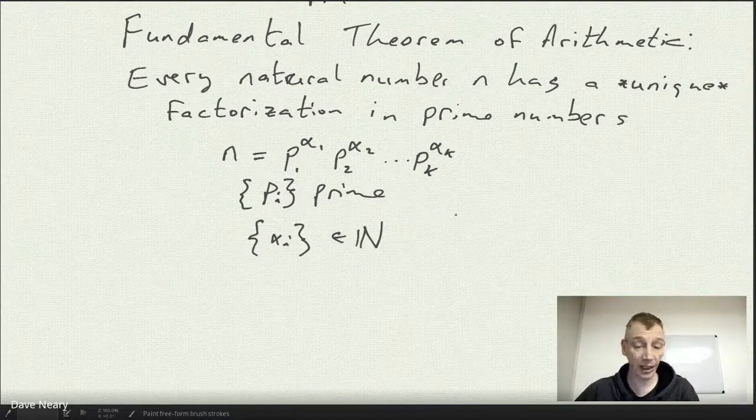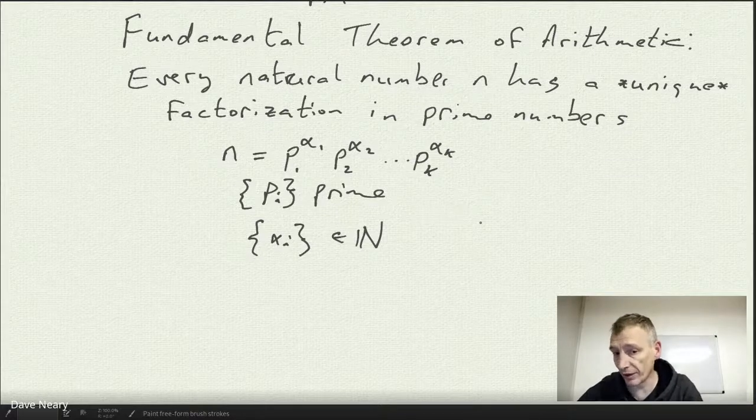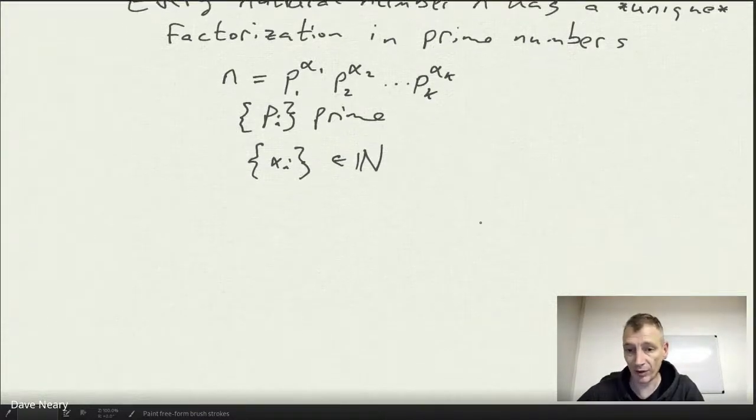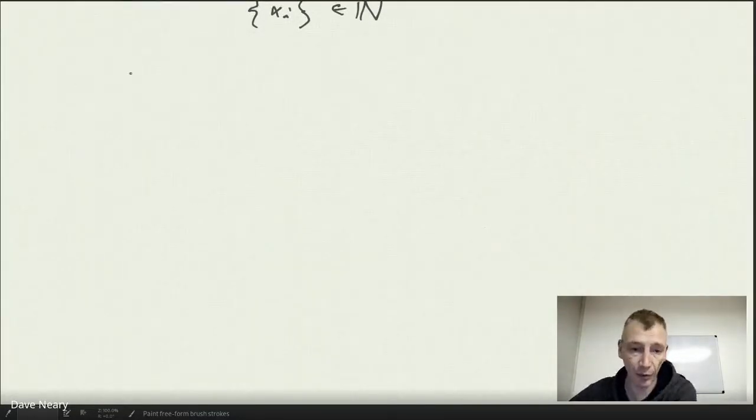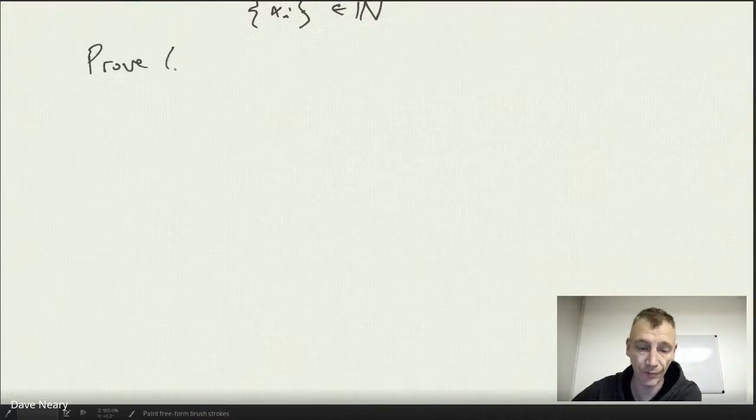And we can already use this fundamental theorem. It seems reasonable, right? It seems like this is obvious, but we can already use this fundamental theorem to prove some nice results. For example, let's prove that the square root of 5 is irrational.